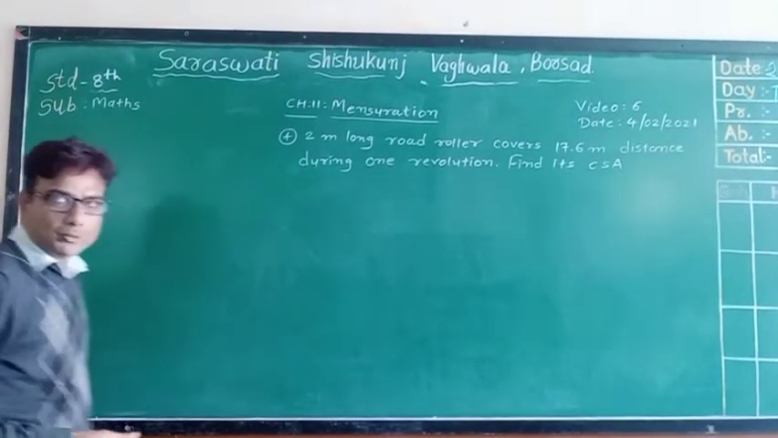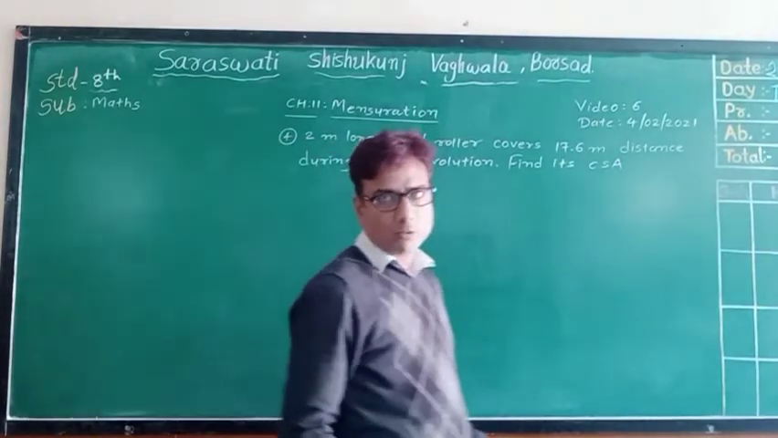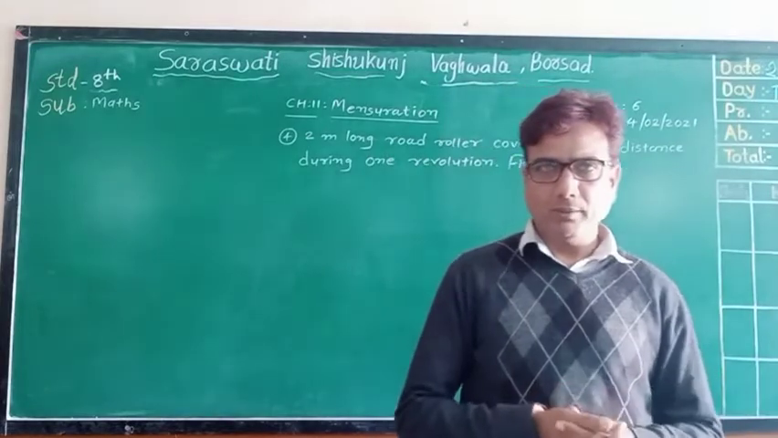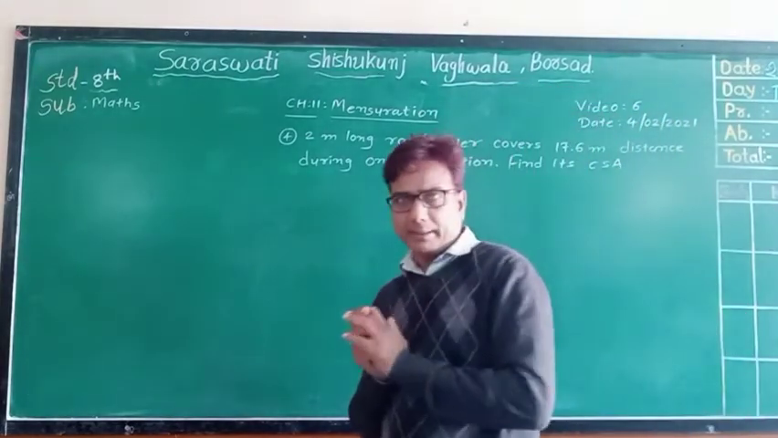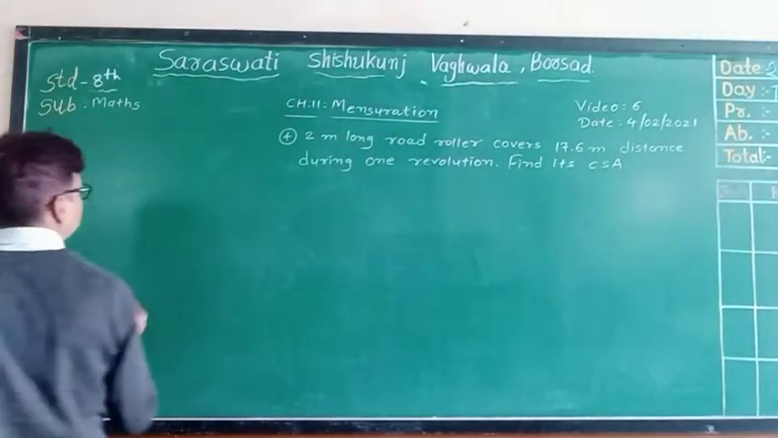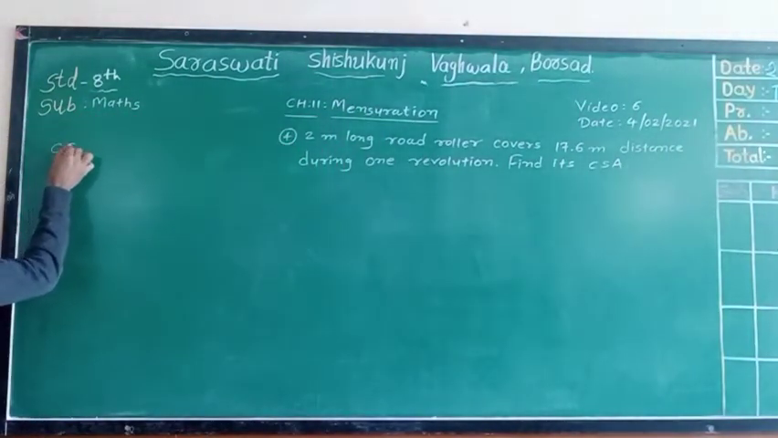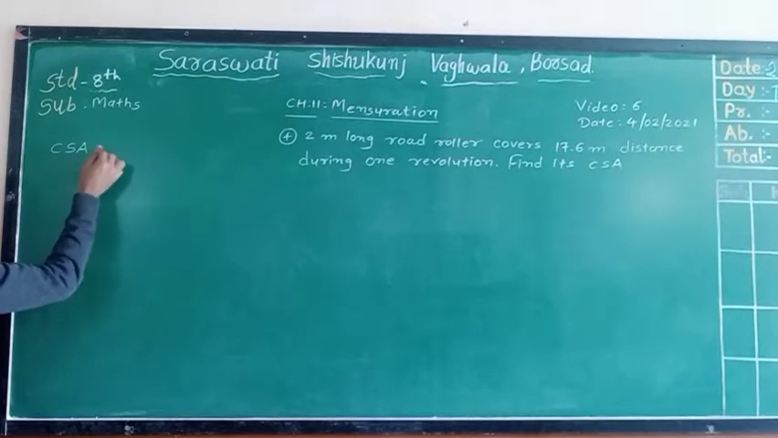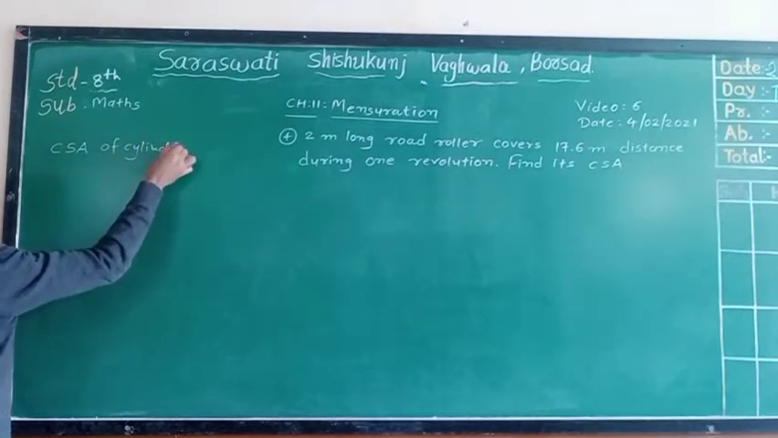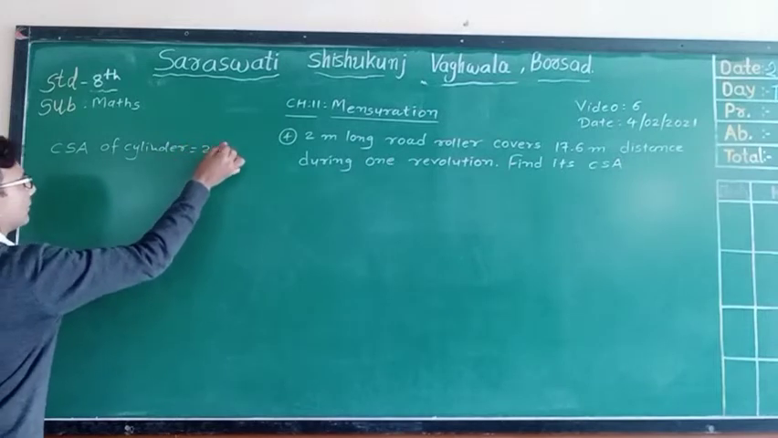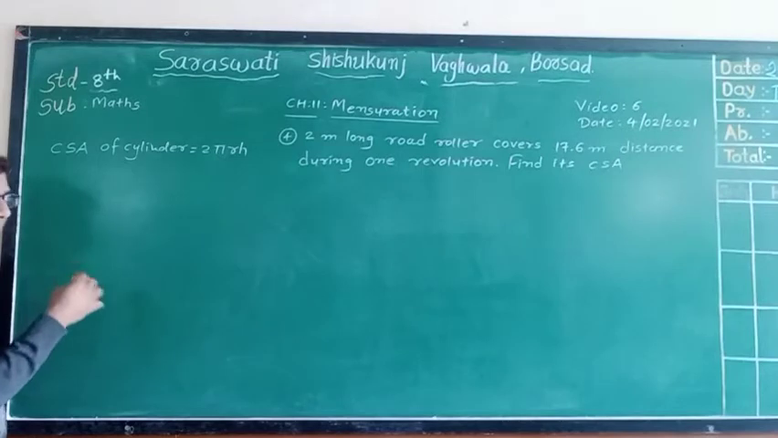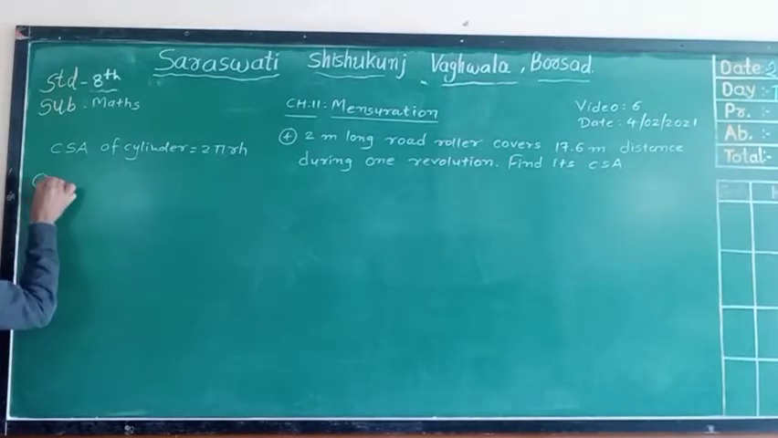Now students, we will discuss the cylinder shape. In a cylinder we observe it has a curved surface area. The curved surface area of a cylinder is equal to 2 pi r h. First I write that one formula. Curved surface area of a cylinder is equal to 2 pi r h.